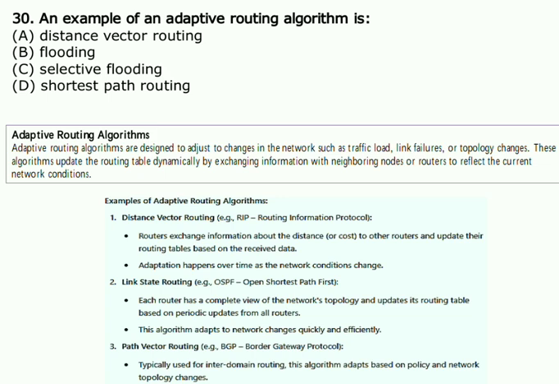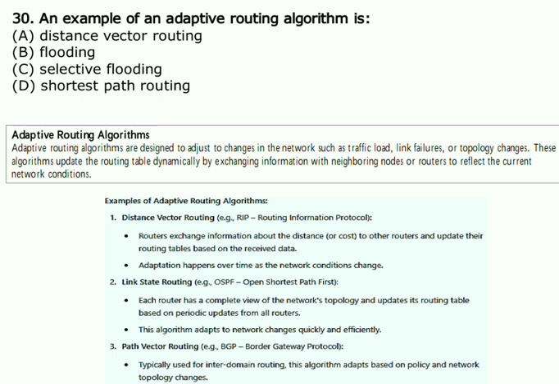Adaptive routing algorithms are designed to adjust to changes in the network such as traffic, link failures, and topology changes. So adaptive means it will adapt to any condition in the network. The name denotes that non-adaptive means it cannot adjust to the changes in the network, so it will strictly follow the basic rules. That means it will be static. Adaptive routing algorithms will be dynamic, so they update the routing table dynamically.